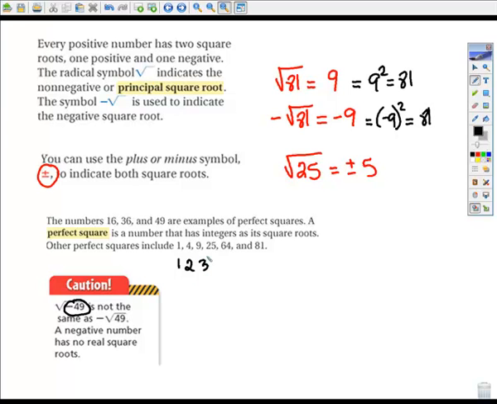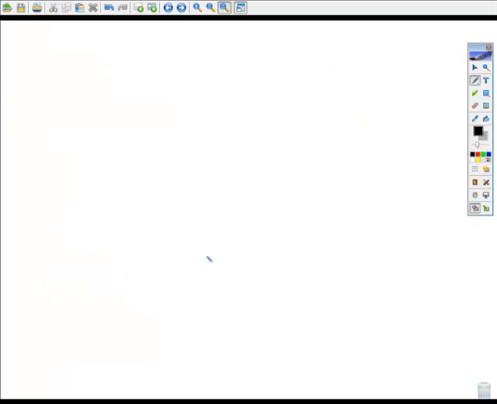What we're going to do on the next page is make a table of perfect squares. So I want you to write this down. You've got your perfect squares. And once I'm done making this table, I suggest you pause the video and write this down.